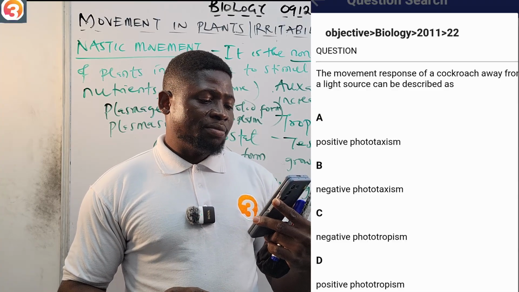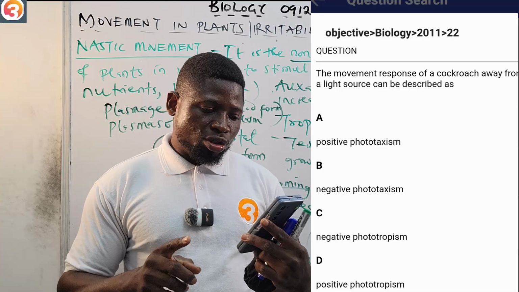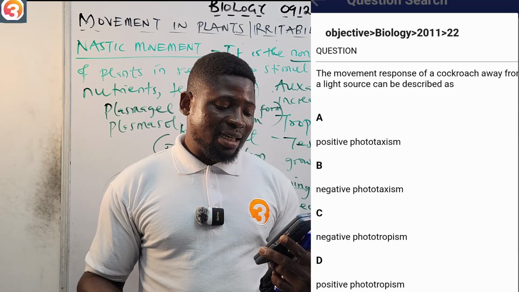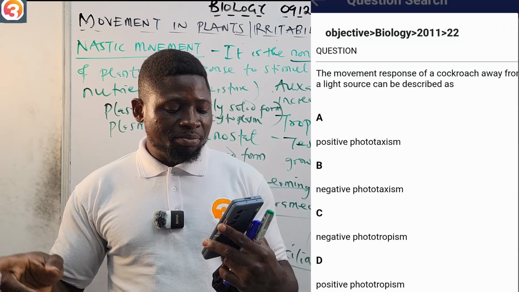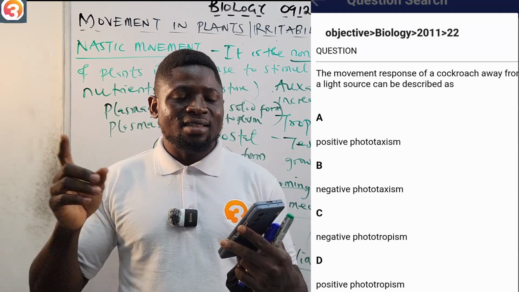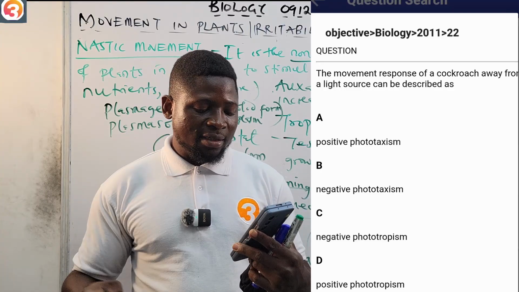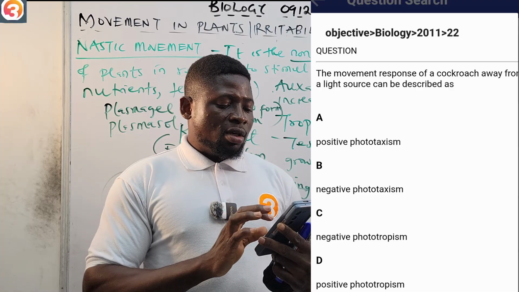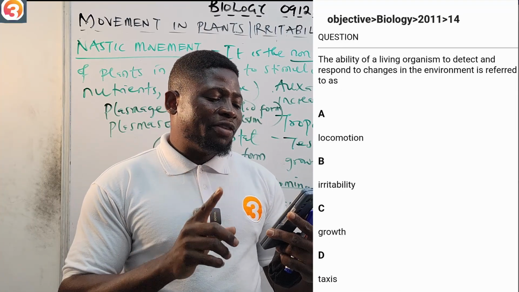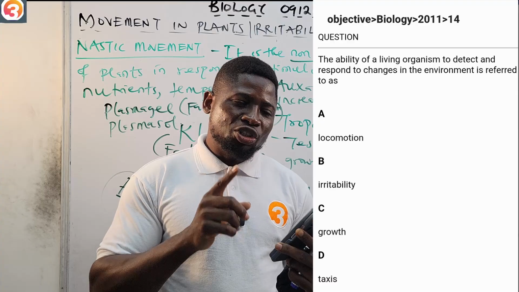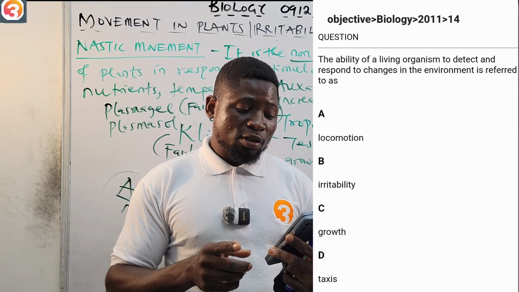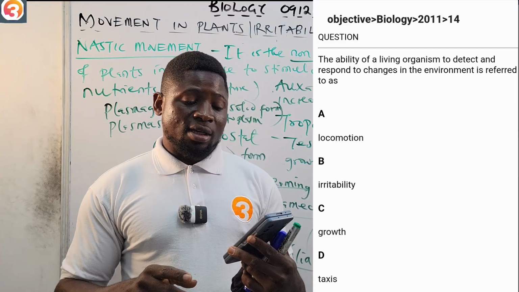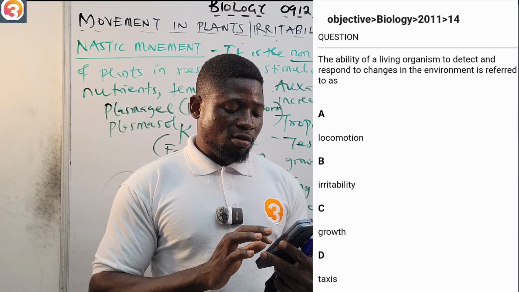2011 number 22 says the movement response of a cockroach away from a light source is called what? A, positive phototaxism, B, negative phototaxism, C, negative phototropism, D, positive phototropism. I think you should know the answer. Put the answer in the comment section. Now, 2011 number 14 says the ability of a living organism to detect and respond to changes in the environment is referred to as what? A, locomotion, B, irritability, C, growth, D, taxis. The answer is there looking at you. Put it in the comment section.